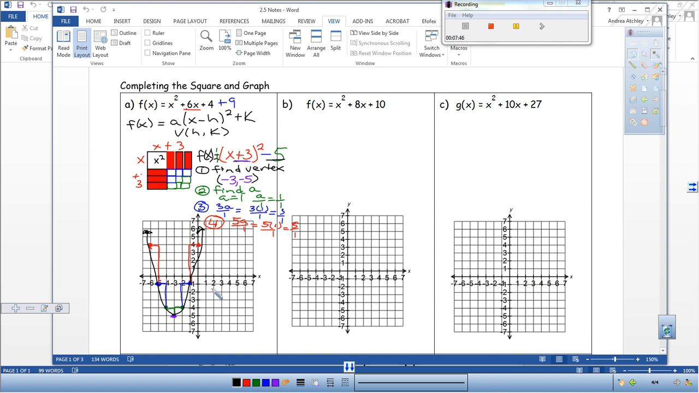Any questions over that? We're done graphing that. All done. Okay, I want you to try the next one. Please put it in vertex form and then graph it.